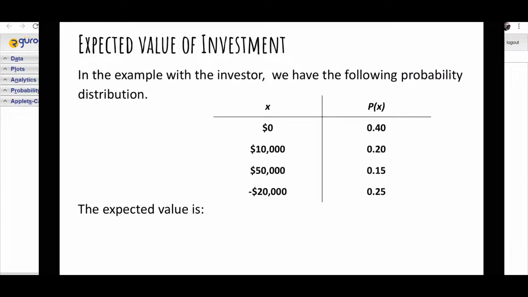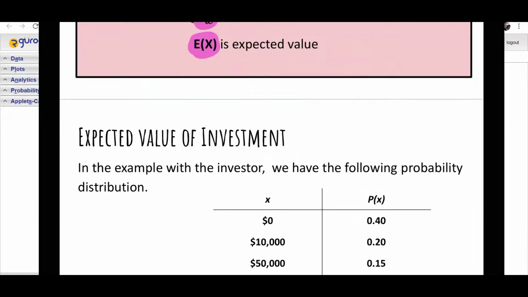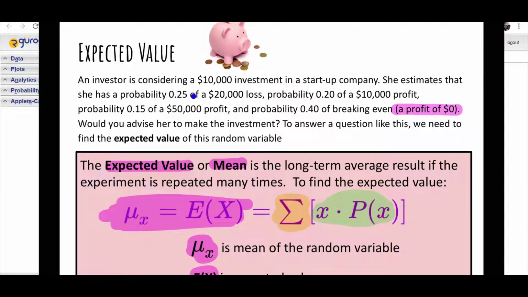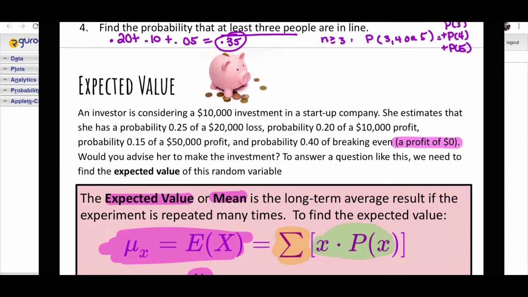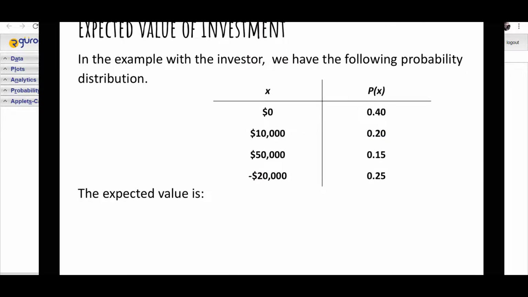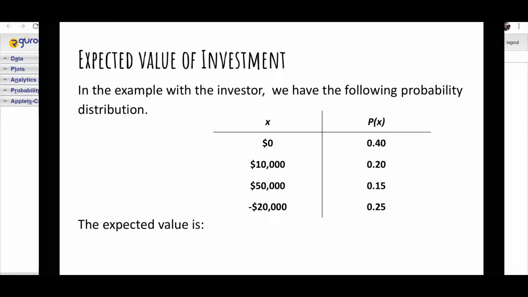So let's look at this example. So this was the investor. If you'll recall, the probability of breaking even was 0.40. So that's a profit of 0. Then the probability of $20,000 loss is 0.25. So for the $20,000 loss, I've got negative 20,000, 0.25 next to it. The probability of $10,000 profit is 0.20. So we've got 10,000 with 0.20, and the probability of a $50,000 profit is 0.15. And so you have all of those there. They're just in a slightly different order than what they were listed, but as long as the value of the random variable goes with its corresponding probability, you're fine.